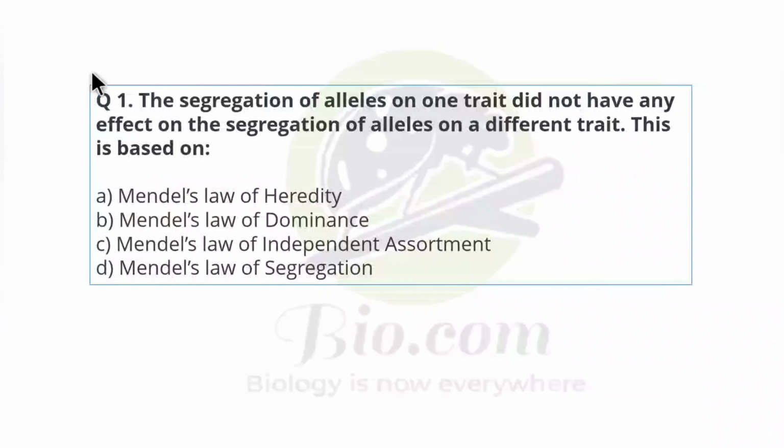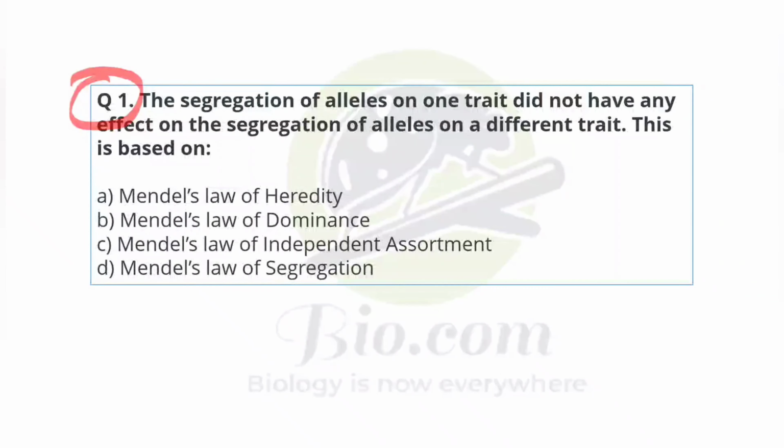So let's start with the very first question: the segregation of alleles on one trait did not have any effect on the segregation of alleles on a different trait. This is based on... So basically, the question asks that the segregation of one allele trait did not have any effect or influence on the segregation of the alleles of a different trait. Which law is represented by the given statement? Is it the law of heredity, the law of dominance, the law of independent assortment, or the law of segregation?